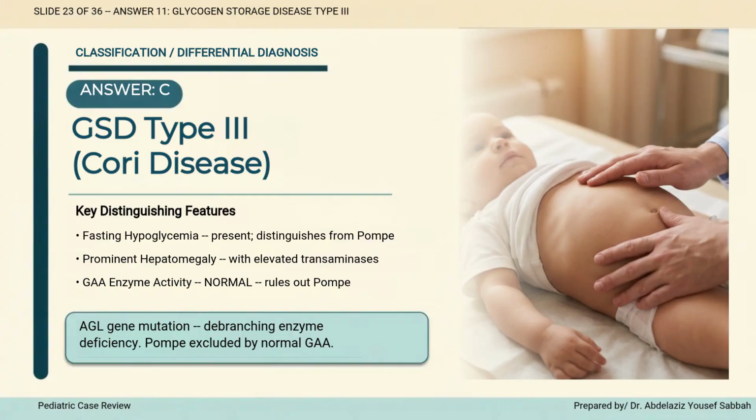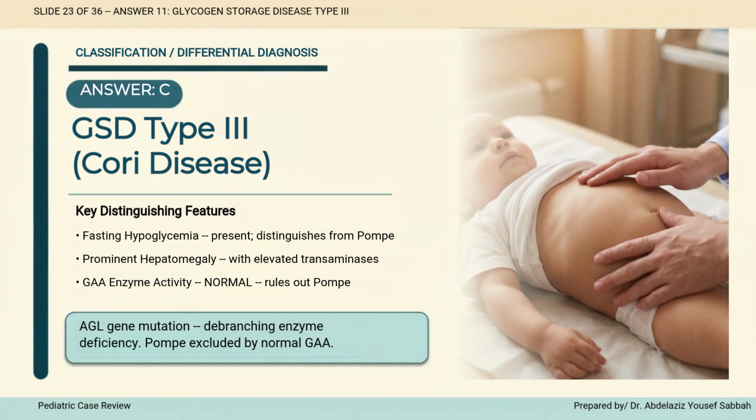The correct answer is option C, Glycogen Storage Disease Type 3, also called Corey disease. The single most important clue is that the acid alpha-glucosidase enzyme activity is normal, which rules out Pompe disease. 2 further features point to Type 3. Fasting hypoglycemia, which is present in Corey disease but not in Pompe disease, and prominent hepatomegaly with elevated transaminases.